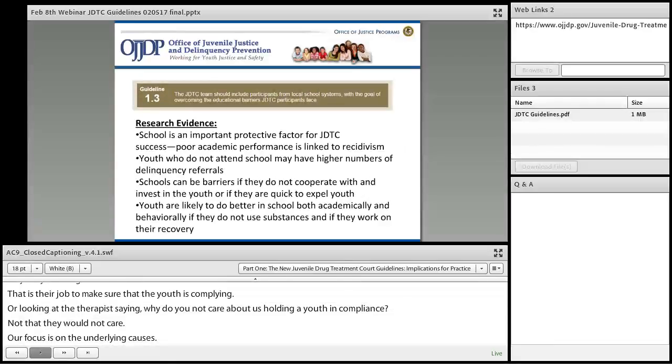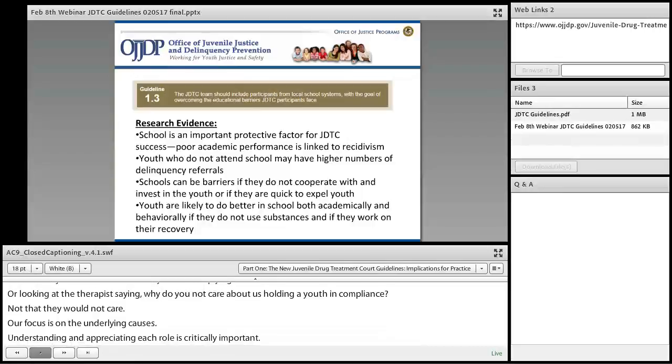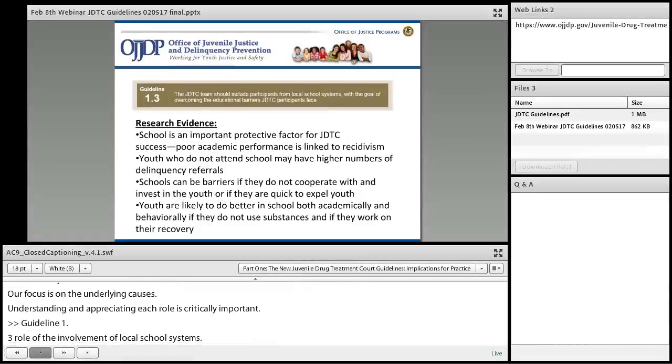So Guideline 1.3 gets to the role of, or the involvement of, local school systems. The team should include participants from the local school systems with the goal of overcoming the educational barriers that the participants face. So there are 4 key things that really emerge from the literature here, the research.